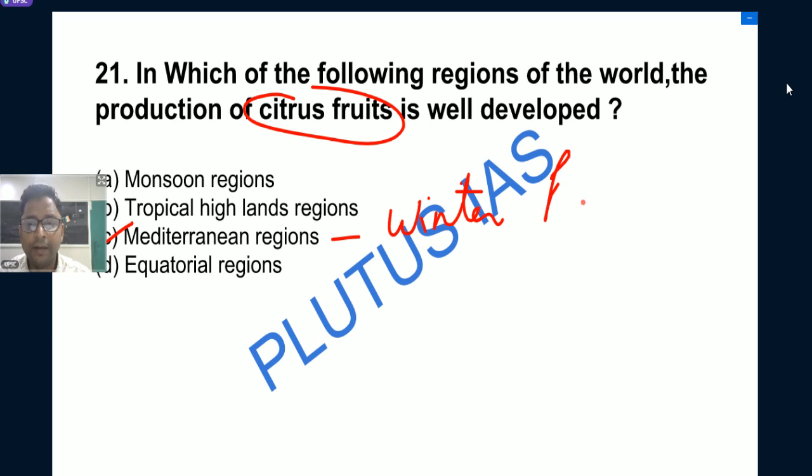This climate is very famous for winter rainfall. And the answer to this question is C. This is the only climate which is present in all the continents of the world.